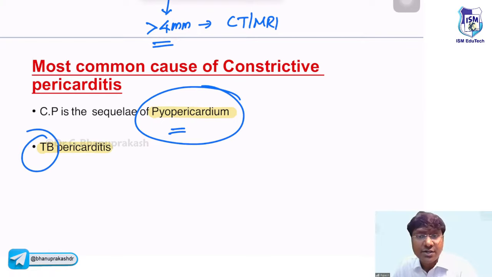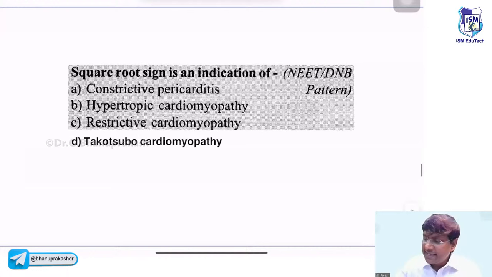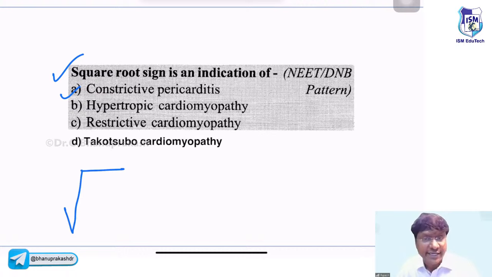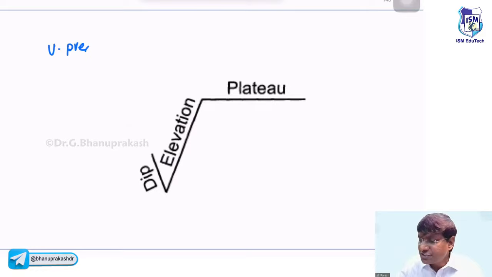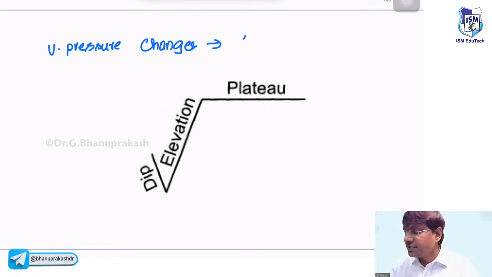In patients with constrictive pericarditis, you have one important characteristic sign whenever you do a cardiac catheterization. What is that characteristic sign? It is the presence of the square root sign. It is very characteristic in patients with constrictive pericarditis. And what is the square root sign? Basically, these are the ventricular pressure changes that you will observe in patients with constrictive pericarditis.